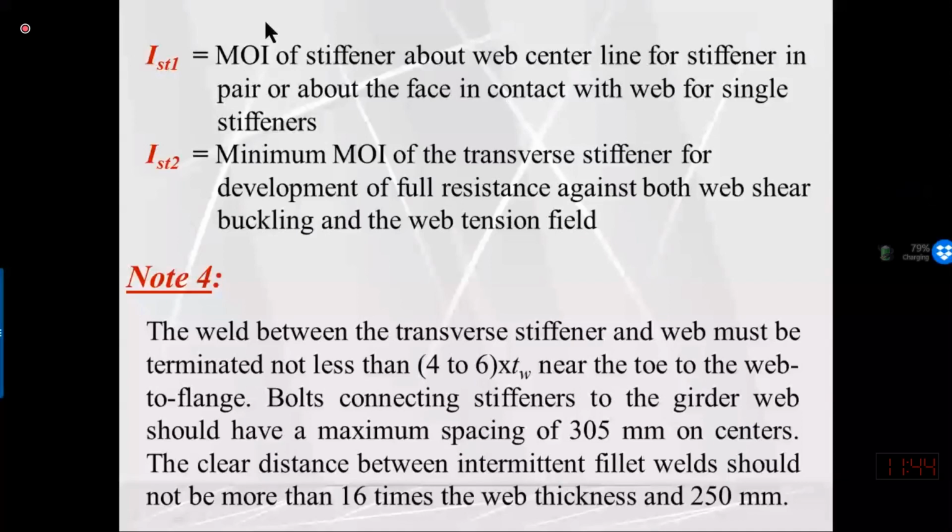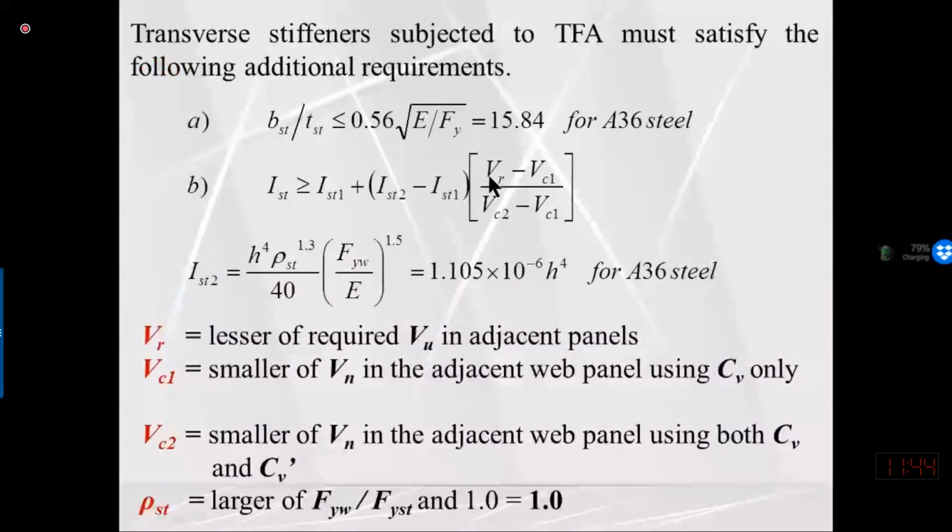And what is this V_r value? V_r is the lesser of the required V_u in the adjacent panel, and V_c1, the smaller of V_n in the adjacent web panel using C_v only, and V_c2, the smaller of V_n in the adjacent web panel using both C_v and C_v prime. Okay, let me explain with some diagram.